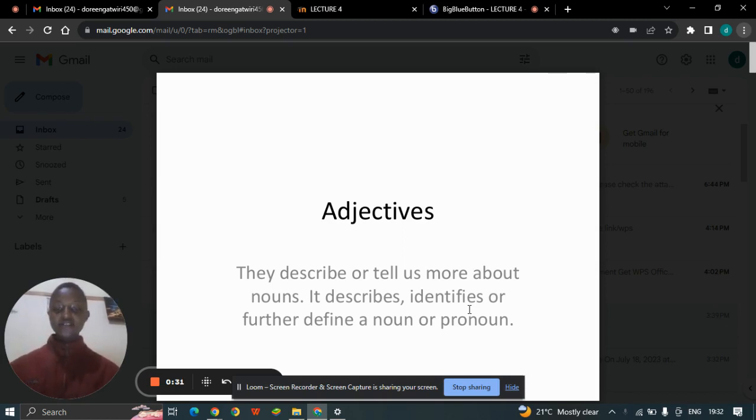Adjectives describe or tell us more about nouns. An adjective describes, identifies, or further defines a noun or a pronoun.